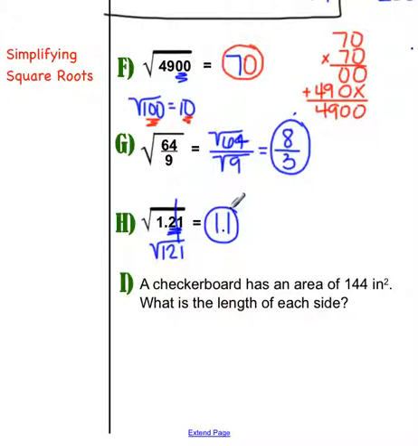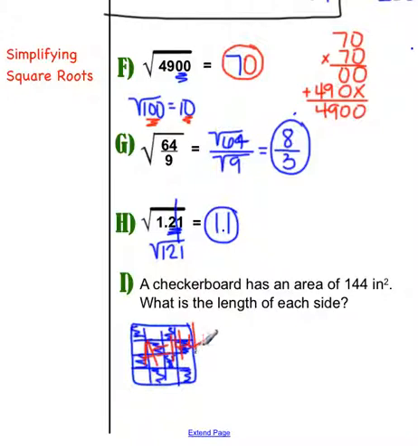Our last one is a word problem. We've got this checkerboard. So I'm drawing my beautiful checkerboard. And I'm telling you that its area is equal to 144 square inches. And I want the length of one side.